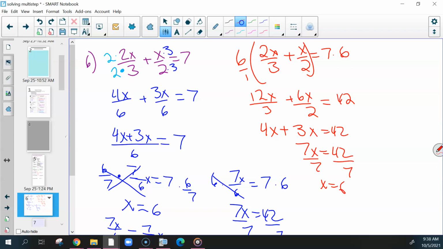Do we have any questions on that one? Where does 7 come from? This 7? We combine these like terms, we got 7.